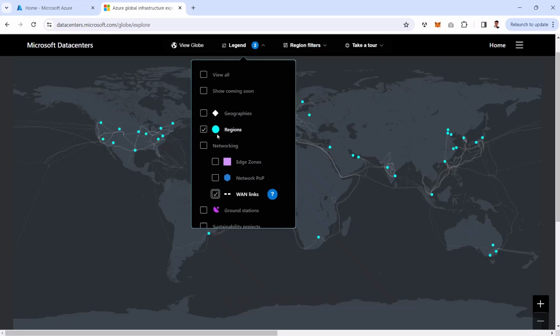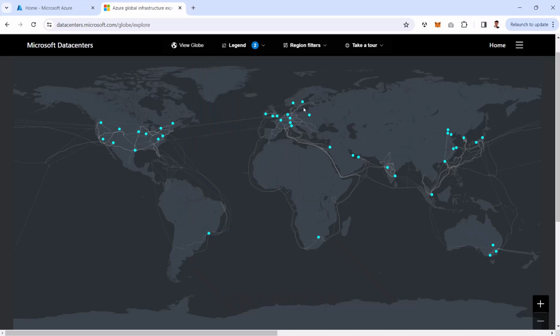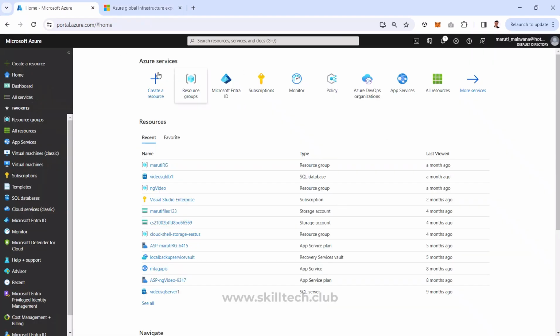As of now, I'm just selecting two things from that, which is regions and wan links. When I select these two things, you can see in this world map that each blue dot is actually one Azure region. Whenever you're going to create any resource in the Azure portal, the first obvious question they are going to ask you is which region you would like to choose for that. No matter whether you create a virtual machine or database or application, they'll ask you which region you would like to choose to deploy these resources.